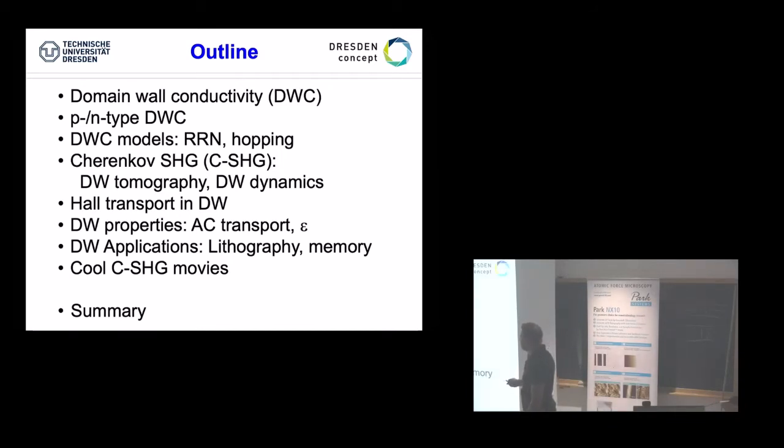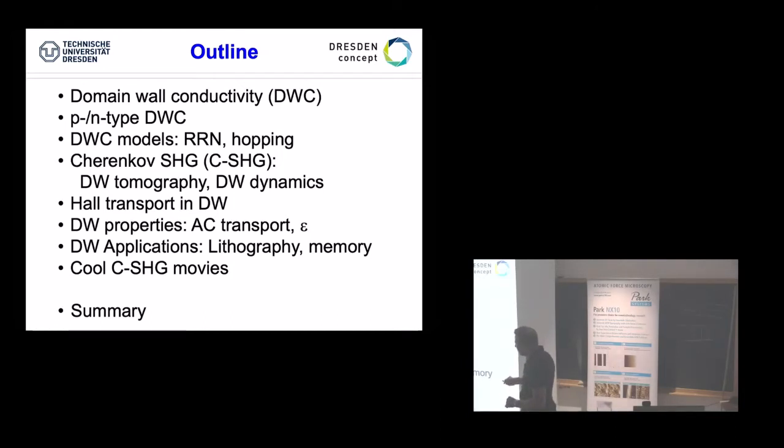We naturally also need modelings in order to explain what we do, and we have two things that I would like to share with you. The one is a random resistor network, something that 2D people really like, and also vanadium oxide people, or a hopping model, which is a quantum mechanical tunneling model.